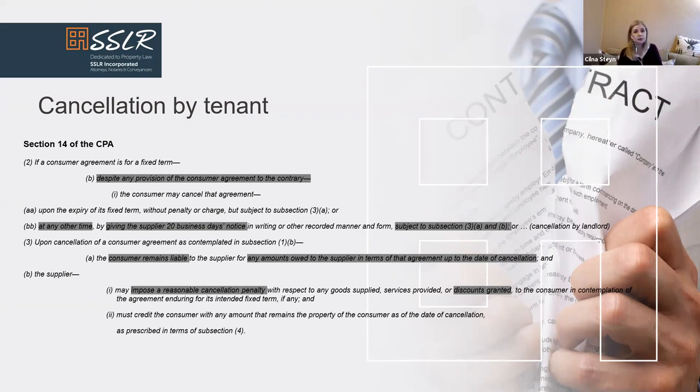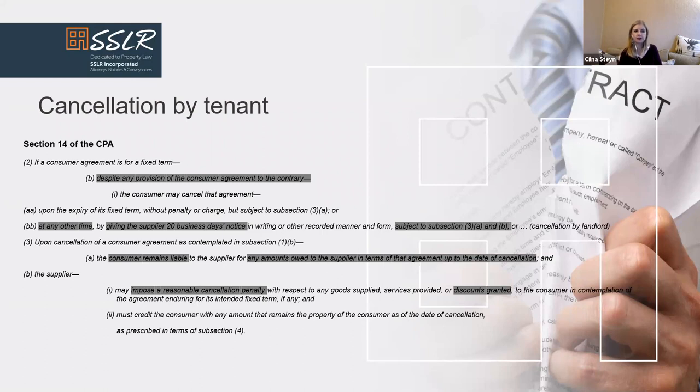So despite the provision of the agreement, first off, the consumer may cancel the agreement on the expiry date, that is Section 14.2(b)(1). Section 14.2(b)(2), which I haven't included here, is the portion about cancellation by the landlord if the tenant was in breach. It is a very weird place to slot it in, but that's what's missing here.